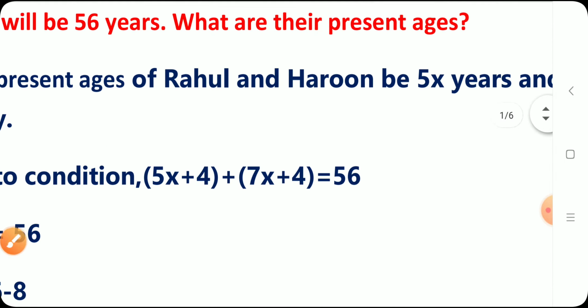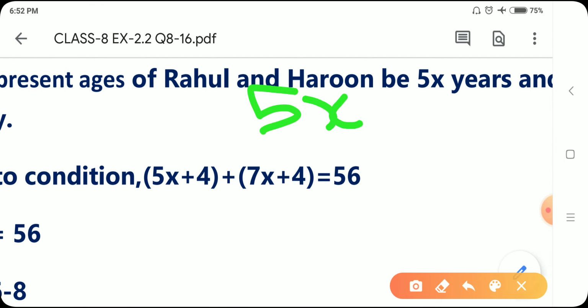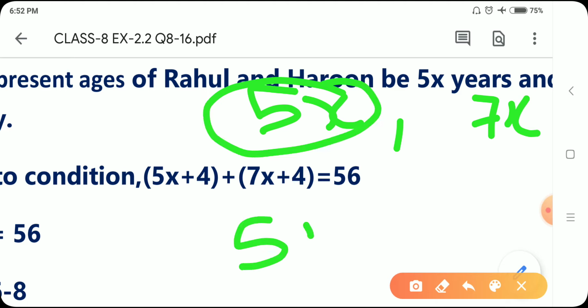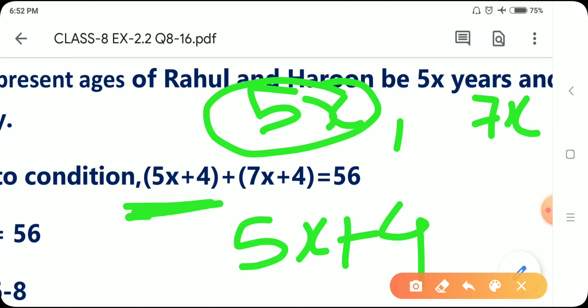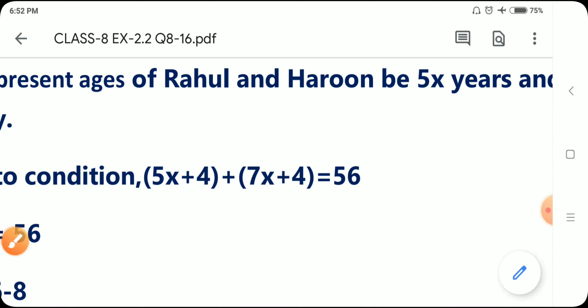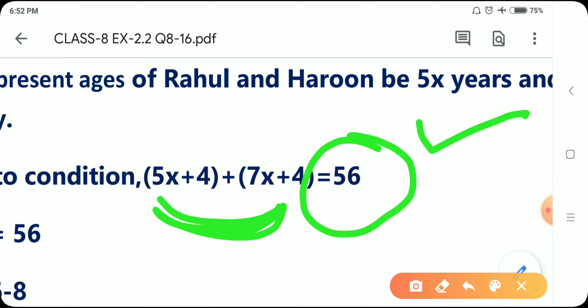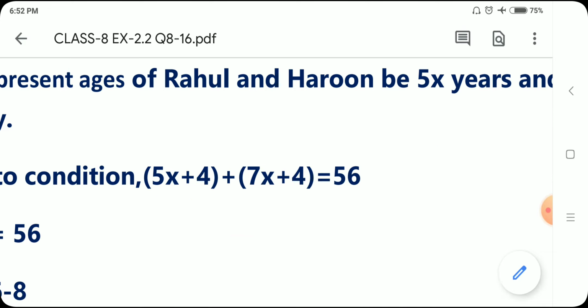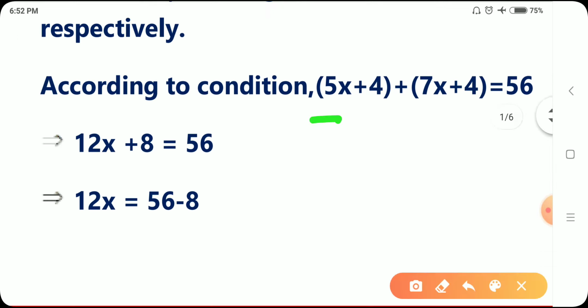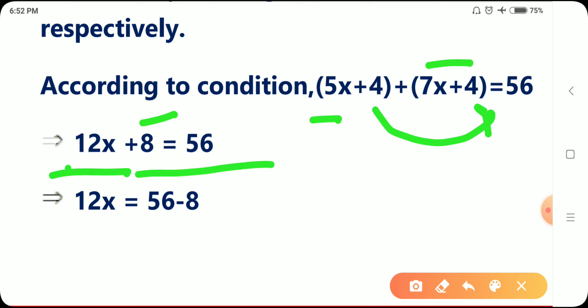Now according to the condition, Rahul is now 5x years and Harun is now 7x years, so after 4 years their ages will become 5x plus 4 and 7x plus 4. When we add their ages after 4 years, it becomes 56. So 5x plus 4 plus 7x plus 4 equals 56. Solving it, 5x and 7x give 12x, and 4 and 4 give 8. So 12x plus 8 equals 56.